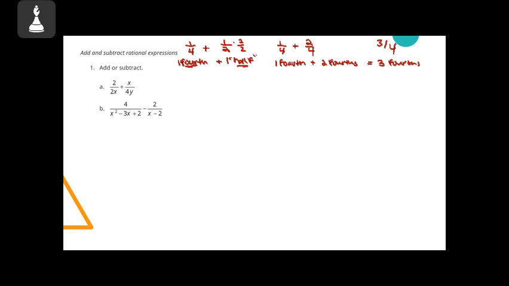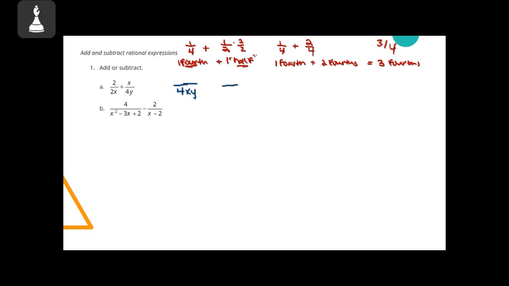Looking at our first example, we have 2 over 2x plus x over 4y. What I need to do is figure out what that common denominator is going to be. The number first, then variables. The largest number I have here is 4, and I know that I can turn 2 into 4 by multiplying by 2. So I know I need a 4 in the denominator. There's also an x and a y, so I need to get 4xy in each of these denominators.